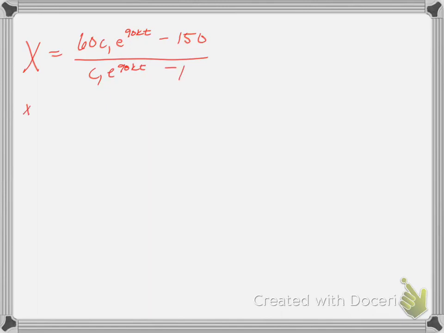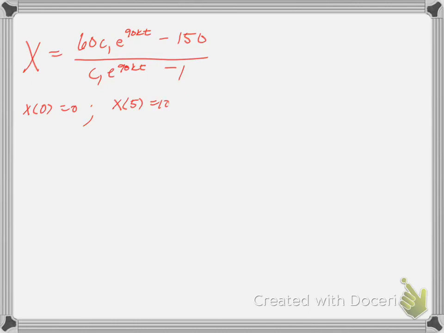All right. And so again, I'm going to leave a lot of the algebra to you, but what you should end up with is x equals (60 c sub 1 e to the 90 kt minus 150) over (c sub 1 e to the 90 kt minus 1). Remember, we have x of 0 equals 0. We also have x of 5 equals 10.